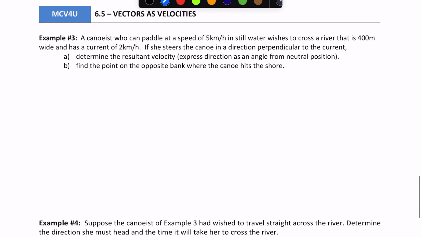In example number 3, it says a canoeist who paddles at a speed of 5 kilometers per hour in still water wishes to cross a river that is 400 meters wide and has a current of 2 kilometers per hour moving east. If she steers the canoe in a direction perpendicular to the current, first determine the resultant velocity, express direction as an angle from neutral position, and then find the point on the opposite bank where the canoe hits the shore.